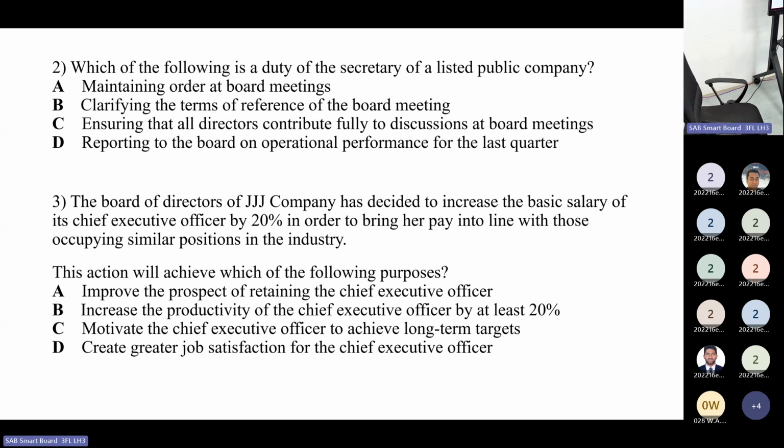Ensuring that all directors contribute fully to discussions at board meetings. Chairman. Last one, reporting to the board on the operational performance for the last quarter. CEO. Yes. Next question.